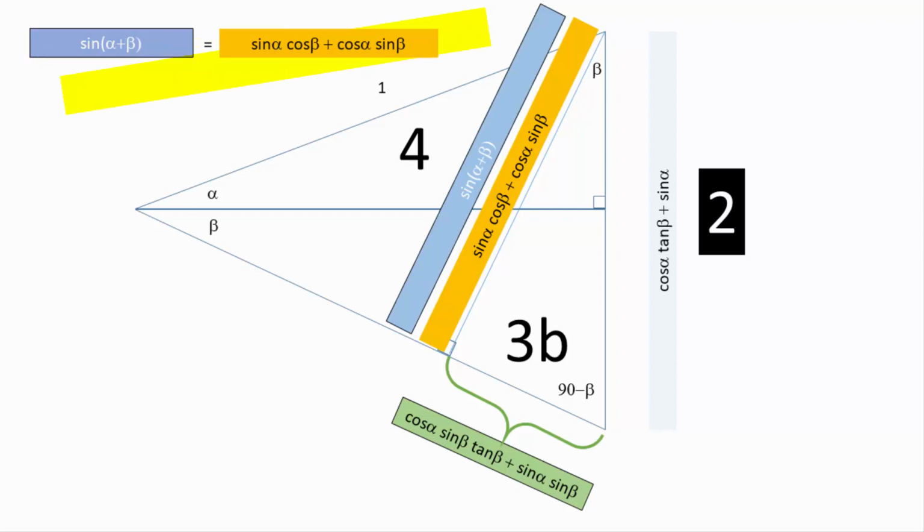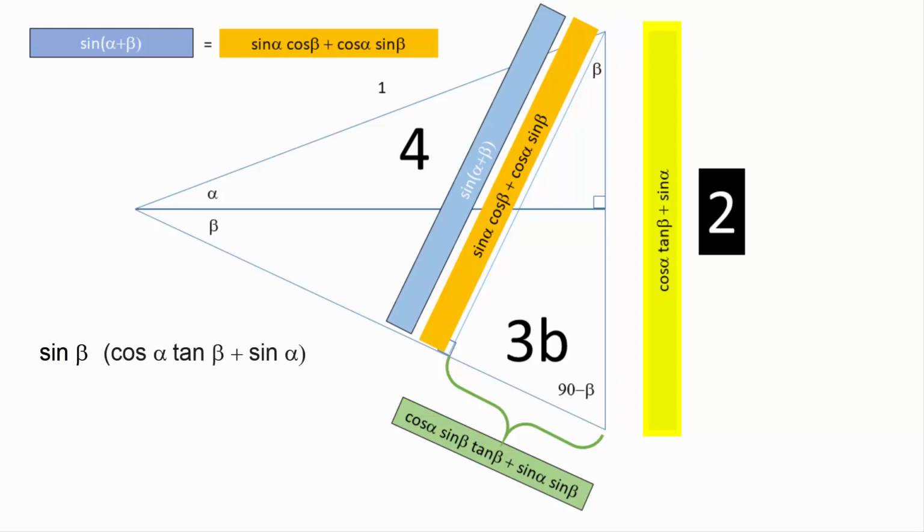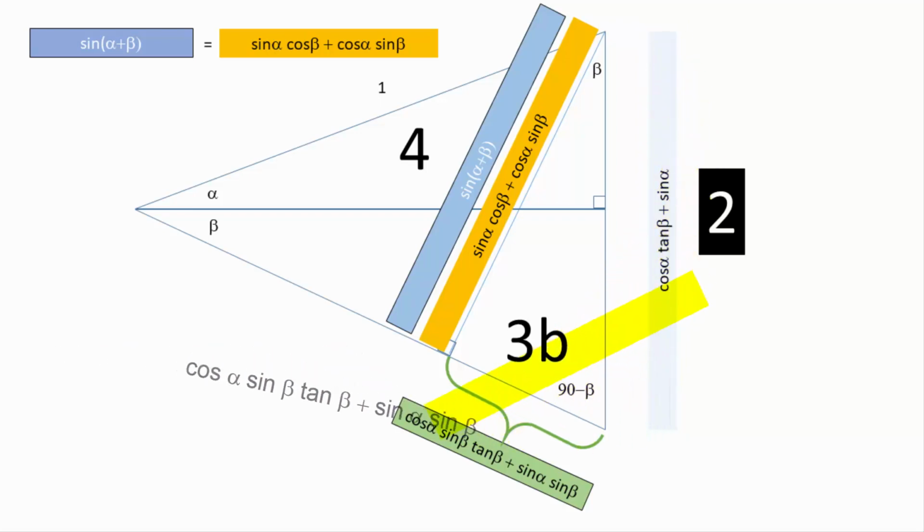And then returning again to the hypotenuse, represented by side 2, we see that 3b would be sine beta times the quantity cosine alpha tangent beta plus sine alpha. So we do that calculation, and it becomes cosine alpha sine beta tangent beta plus sine alpha sine beta.